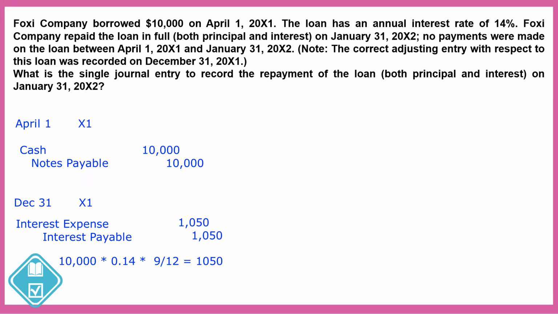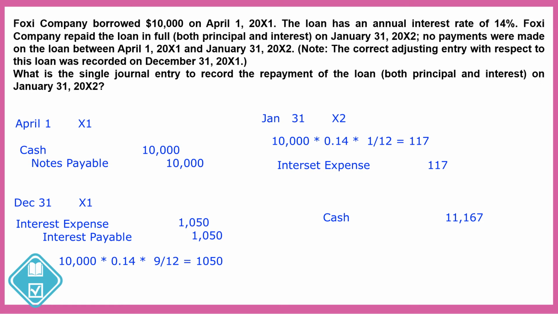And now I'm going to come to January 31st. So the end of January X2, and I'm going to pay off this loan, but I have to pay off any interest. And now I've accrued more interest every single day. I'm accruing interest until I pay it off. And so I need to figure out, what's the interest in January X2? Well, 10,000 times the annual rate, 14%, times 1 month. It's all of January, 1/12. And when I get that, it's $117. So I need to record interest expense of $117, and I'm not going to set up an interest payable because I'm going to pay it right now.